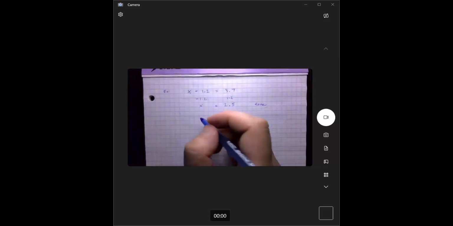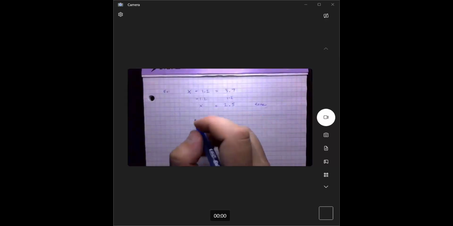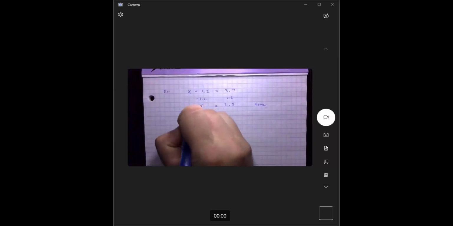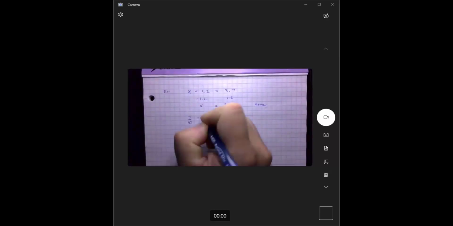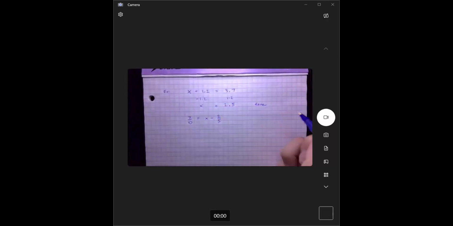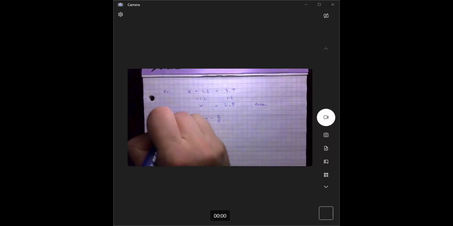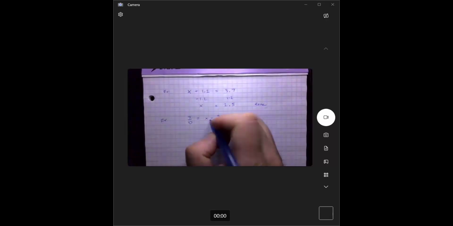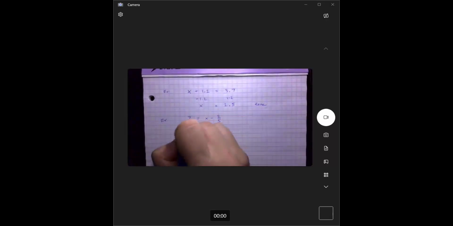Or I could have some kind of fractions, like 7/10 equals x minus 2/5. Expressions or equations don't have to have the x on the left side. They can have the x on the right side. Nothing wrong with that. Again, let's get all the numbers on one side. So let's add 2/5 to both sides.